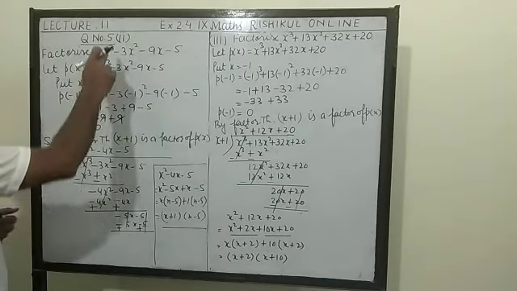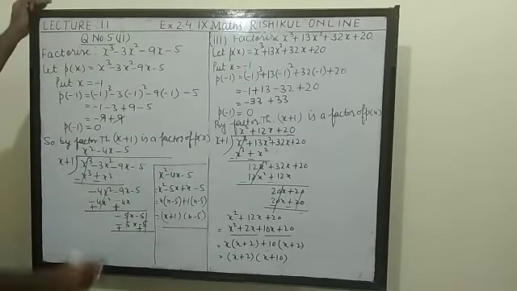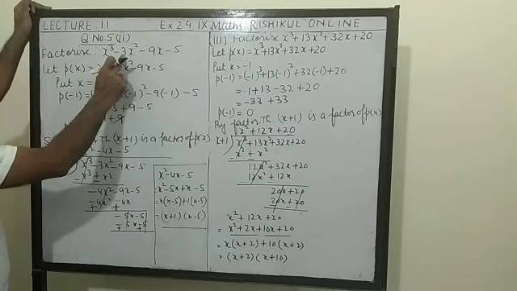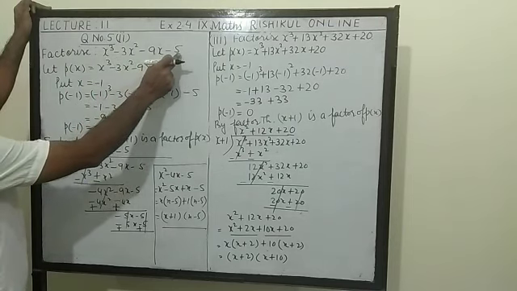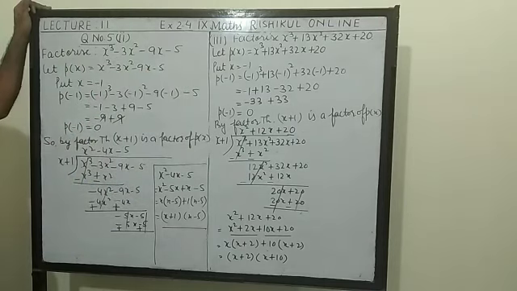Two parts. First I will take the second part. Factorize x cube minus 3x square minus 9x minus 5. This question is very important, and this question carries 4 marks.